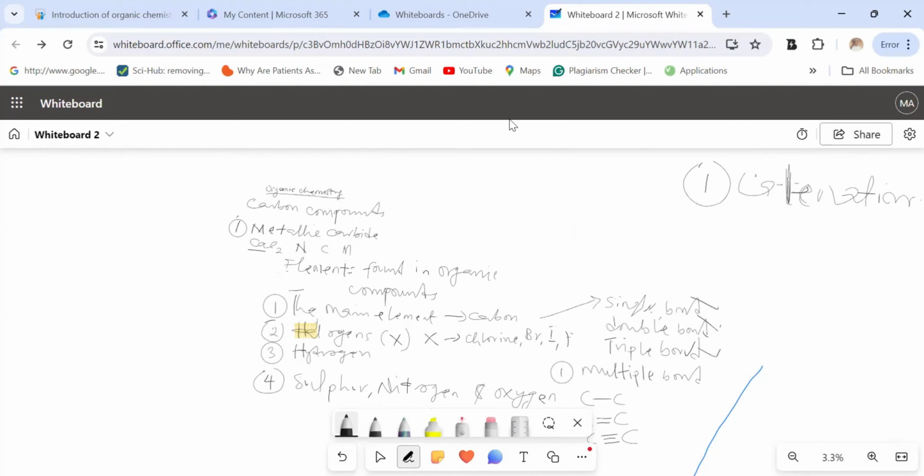Catenation is the ability of an element to link itself to form long chain. And this long chain can be in the form of something like this. Carbon can form a very long chain. So that is catenation. It has the ability to form long chain as well as branch chain. So carbon is the only element that has the ability to form long chain and branch chain, and that is the meaning of catenation. So carbon is considered as a main element because it has the ability to form multiple bond and also catenation. That is the second reason why carbon is considered as a main element in organic chemistry.